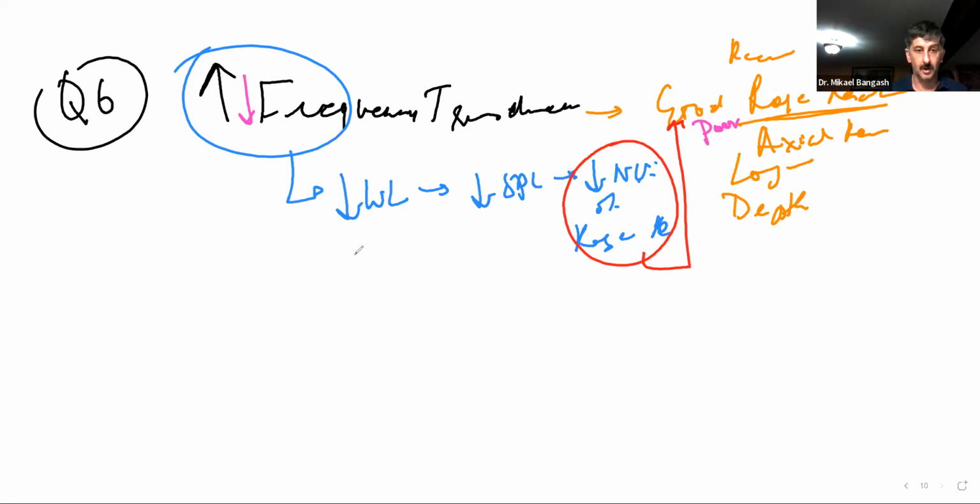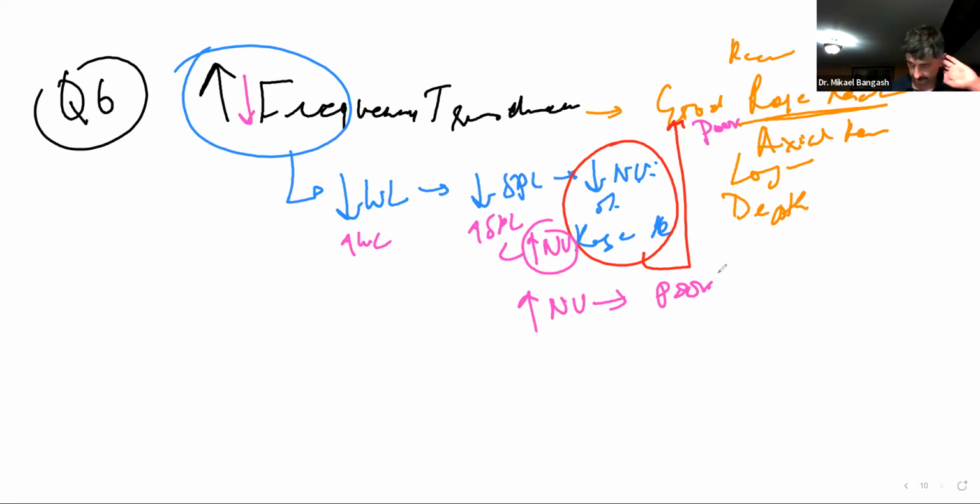Why? Because that's going to cause a great wavelength, which will lead to great SPL. Great SPL will lead to a great numerical value of this resolution here, and when the numerical value is great, it leads to poor resolution. Did that make any sense? Yes, it did.